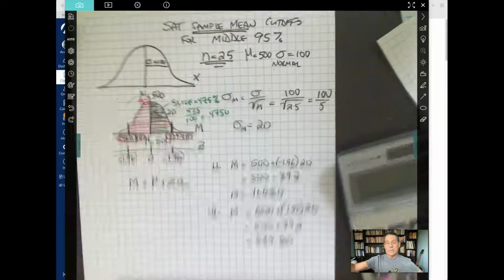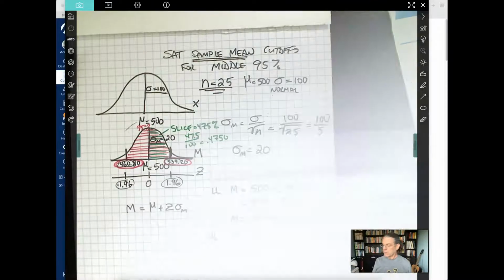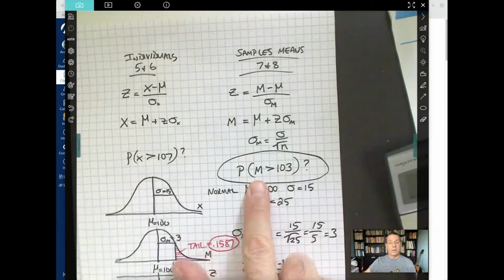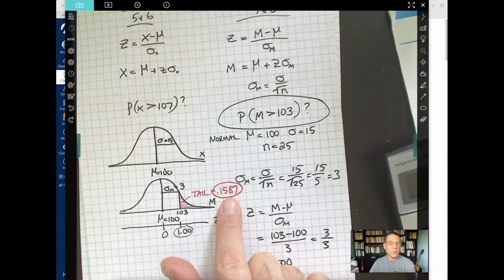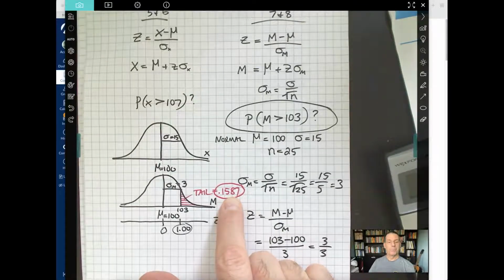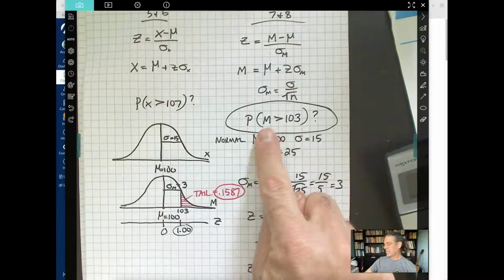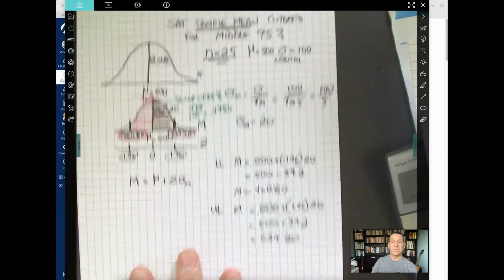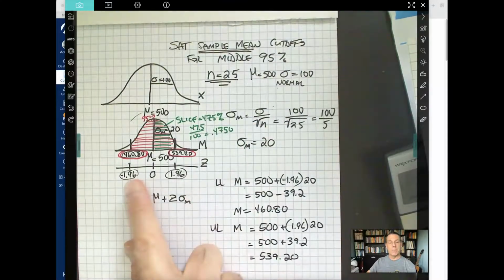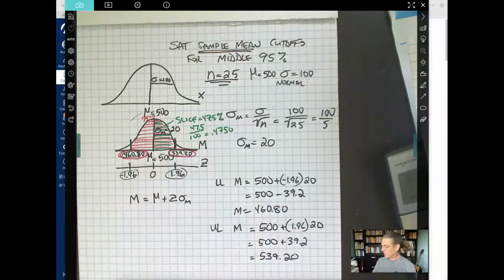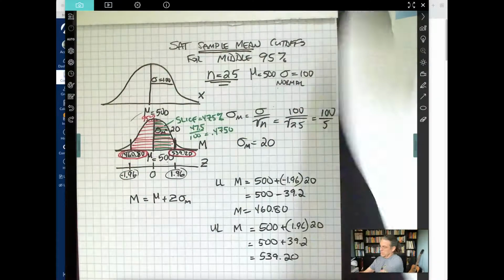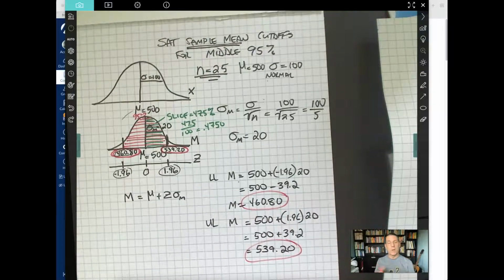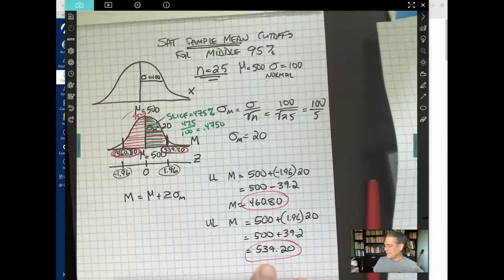So the two things you need to be able to do are, first, go from a sample mean to a proportion, and it's usually going to be phrased as probability. So what's the probability of having a sample mean greater than 103? And then the other direction is to go from a percentage to sample means. In this case, our answer was these two scores here, our SAT sample mean cutoffs.